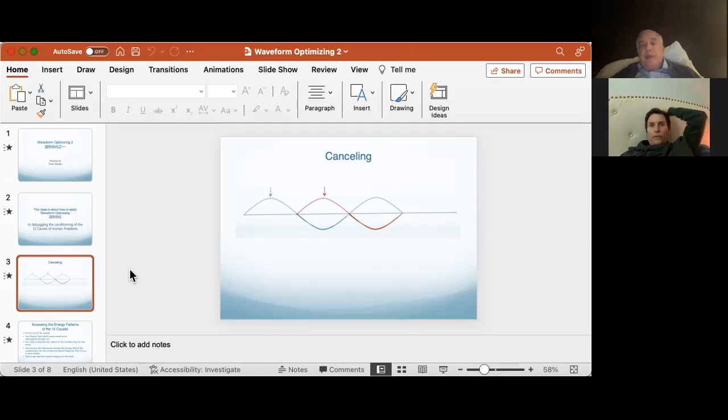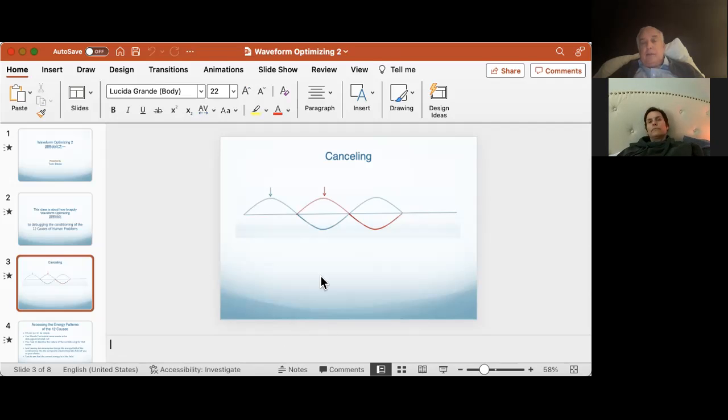So anyway, this is the basis of wave interference, and all natural phenomena have complex waveforms that are made up of a fundamental frequency and harmonics, okay? So now we're going to change gears here, and we're going to look at something else.